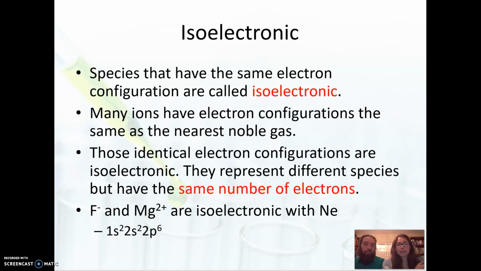So here's a couple examples. Fluorine will turn into fluoride by gaining an electron and becoming the same as neon. Magnesium has 12 electrons, 2 extra beyond neon, and it loses those 2 outer electrons to also be isoelectronic with neon.